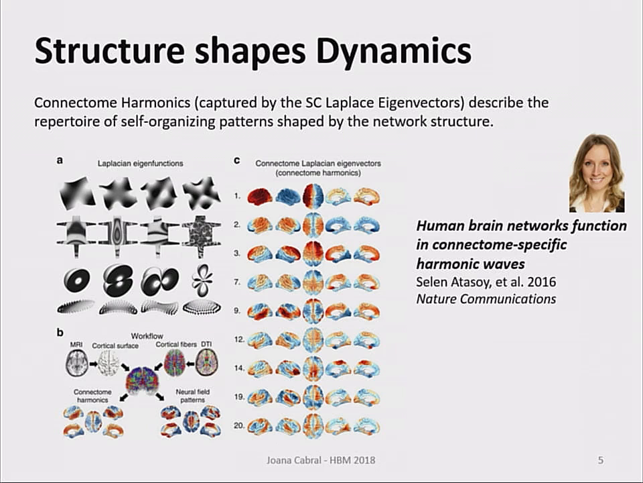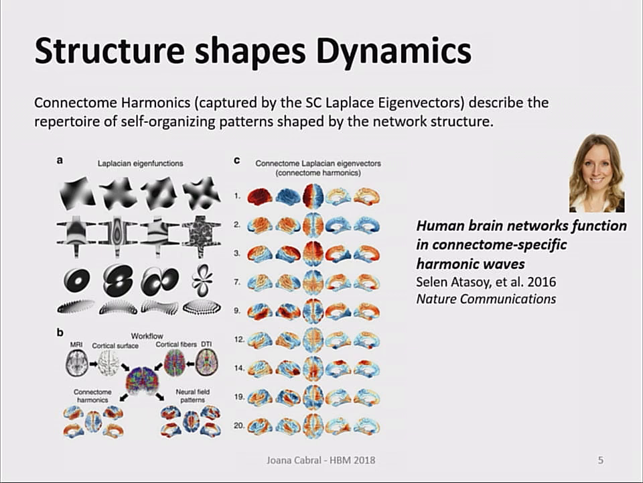So behind all the concepts of graph theory that we can look at from brain networks, I'd like to show this work by Selena Tassoy, who recently joined our group in Oxford, where she shows that the connectome harmonics, which are captured by the Laplacian eigenvectors of the structural connectivity. So it's an operator, it takes into account the degree and the distance matrix, so the weights. And this system, in a way, is describing how the energy is flowing through the network.